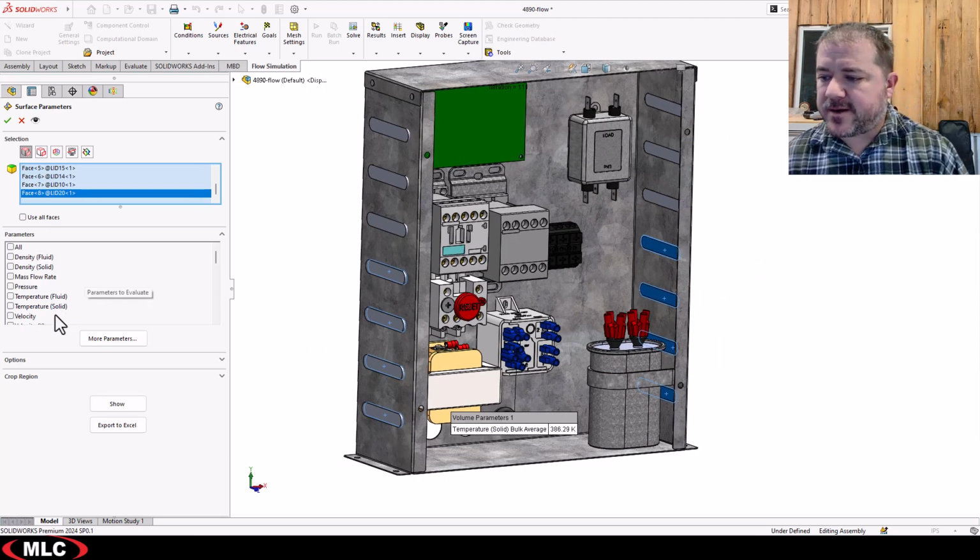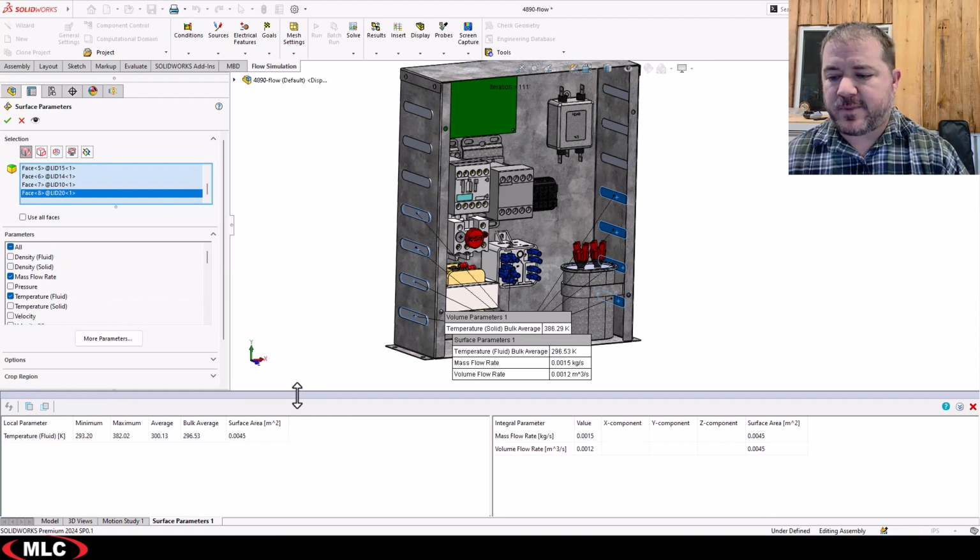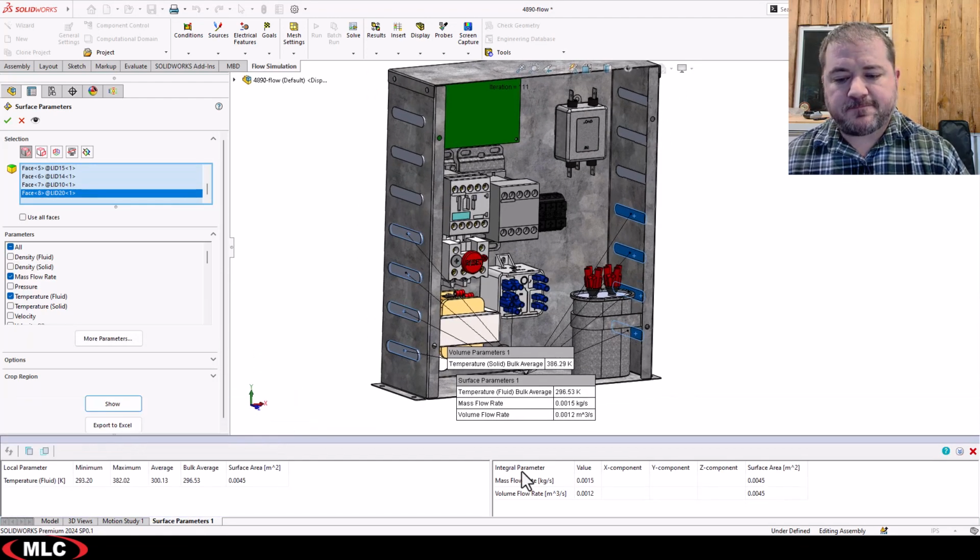And for this, I want to know the temperature of the fluid. But I also want to know the mass flow rate. I think there's a volume flow rate down here too. So I'll click show, and that's going to give me flow rates. Mass and volume flow rates, that's looking good. But then it also gives me the temperature.